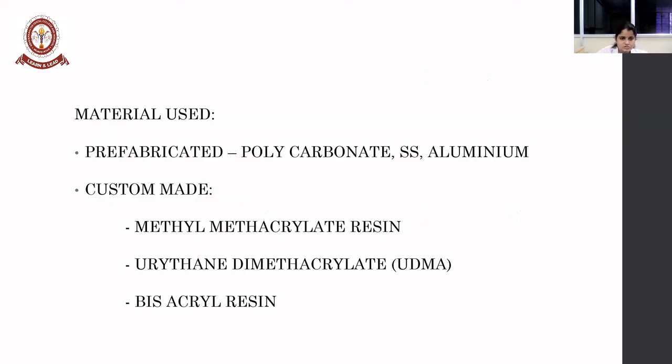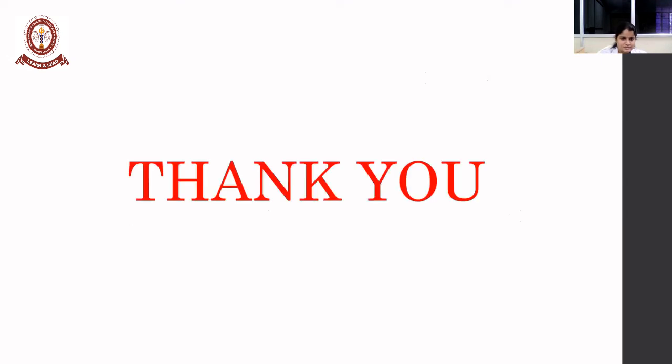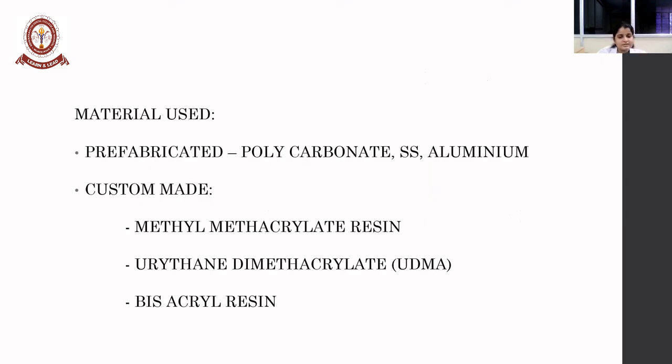The prefabricated materials used are polycarbonate, stainless steel, and aluminum. And custom made are methyl methacrylate resin, urethane dimethacrylate, and bis-acrylic resin. And the materials used for cement are most probably zinc polycarboxylate or zinc oxide eugenol, most probably used for temporary purposes.